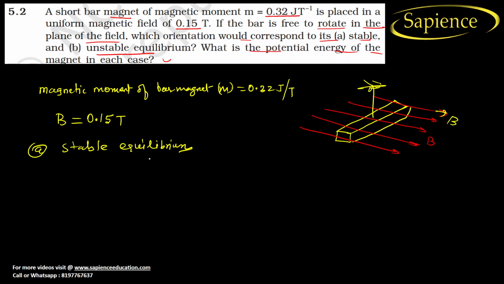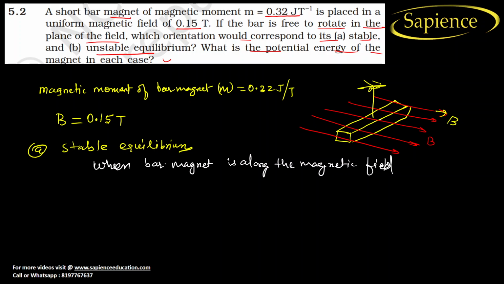So when will it be stable? When the bar magnet is along the magnetic field. So it means this magnet should be like this, then only it will be along this direction. That is, the angle between the magnetic field and the bar magnet is 0 degree, right? It is 0 degree, right? So I hope you have understood this one.